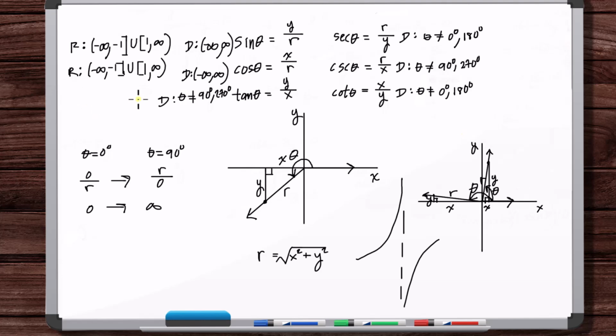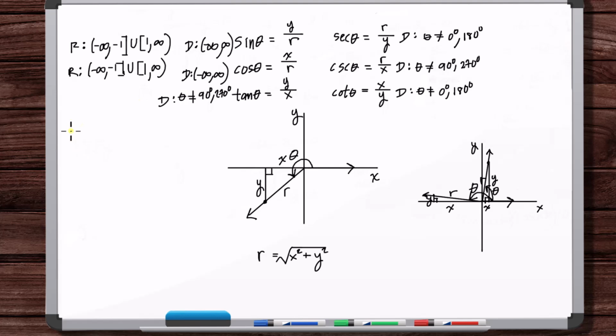So what you can see is that the range is all real numbers for tangent. You can get any number. Okay, cotangent is the exact same logic as what we just did for tangent, except now you're thinking about when y becomes 0. Your cotangent is going to 0 at the vertical and infinity at the horizontal. But it's the exact same logic.